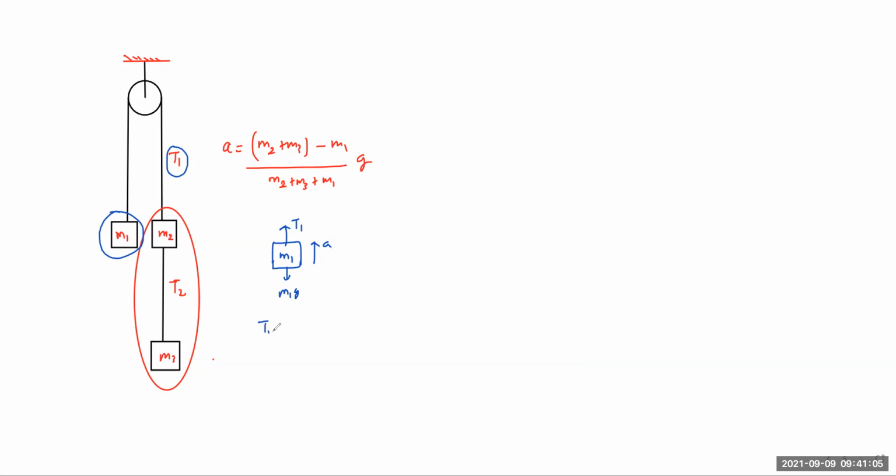And so my answer is ready. T1 is M1 (G plus A). And then we will substitute the value of A.